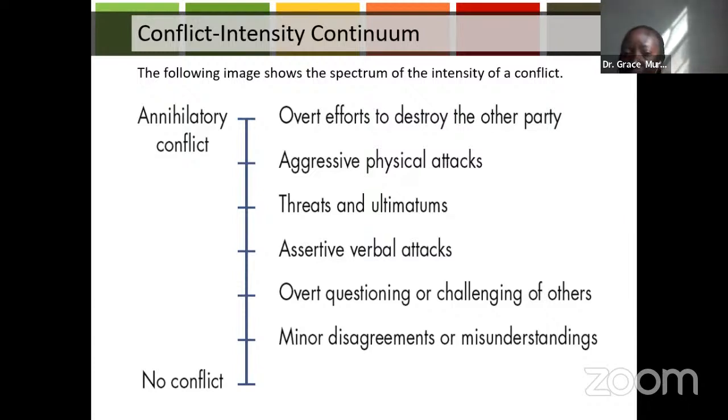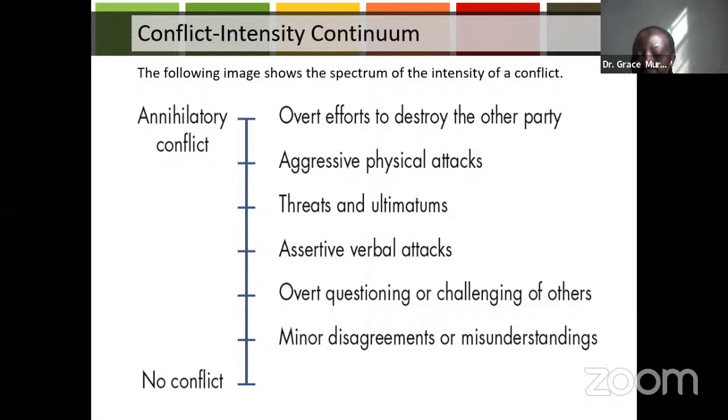It will even destroy personal relationships. At the bottom here, we're saying sometimes conflict can just be minor disagreements or misunderstandings that we deal with. Those are minor, so let me use the word little conflict. The other side is really large, huge conflict. Then we move up, and there could be minor disagreements. Moving up, we have overt questioning or challenging of others. As conflict increases in intensity, we move from minor disagreement to a point where we begin to ask questions and challenge others. Why are you doing this?